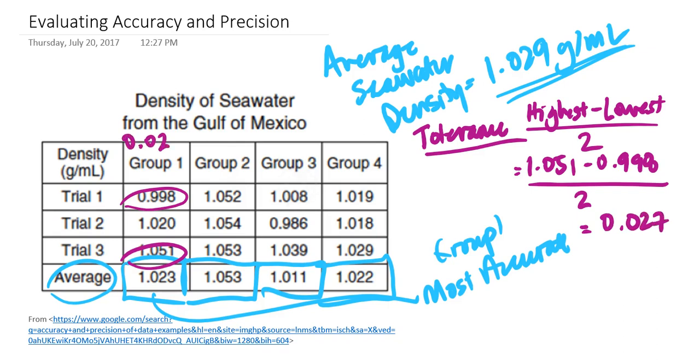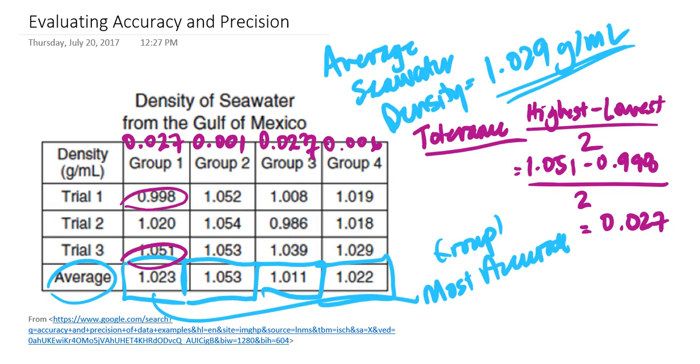I'll write the tolerance up here. I'm going to repeat that for each of the other groups. I'm not going to show the calculation for each one. Same idea: take the highest number, subtract the lowest number, and divide that difference by 2. For group 2, you should get 0.001 as your tolerance. For group 3, you get 0.027 again, the same as group 1. And for group 4, you get 0.006.